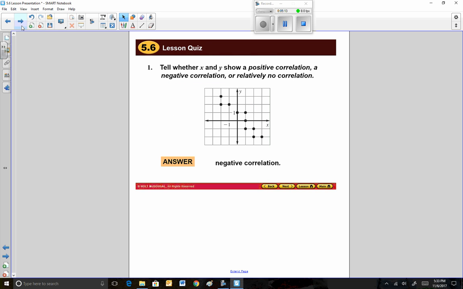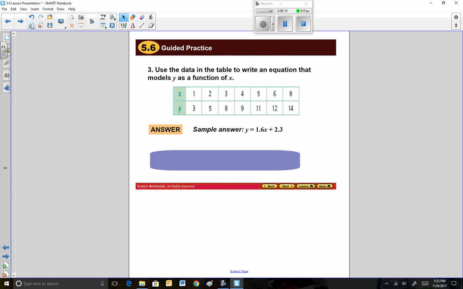All righty. Well, that's it for tonight. You're just learning about taking scatter plots and deciding what the correlation is. And I will see you guys tomorrow.